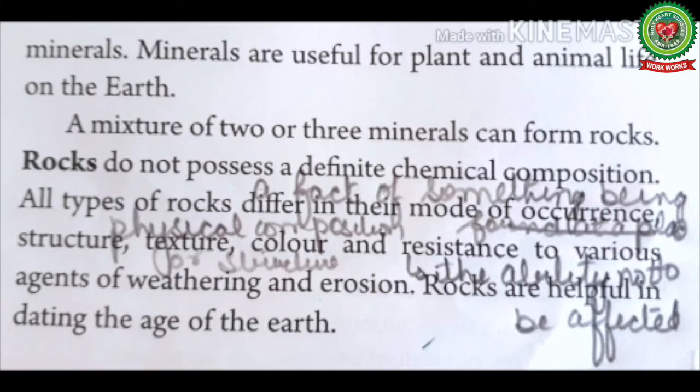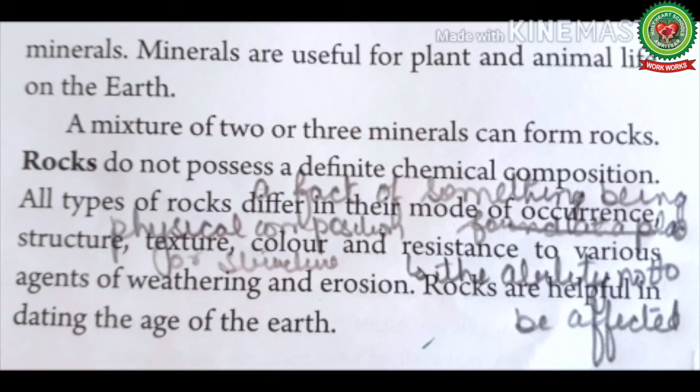A mixture of 2 or 3 minerals can form rocks. Rocks do not possess a definite chemical composition. All the types of rocks differ in their mode of occurrence. Occurrence means the effect of something being found at a place.